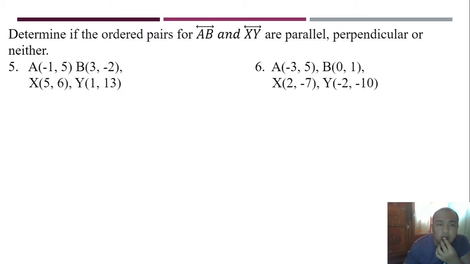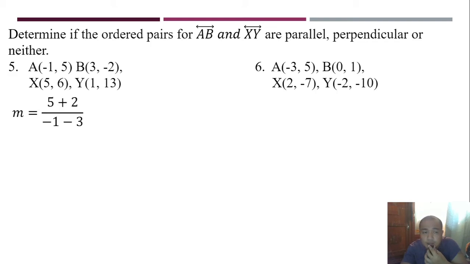Next, determine if the ordered pairs for line AB and line XY are parallel, perpendicular, or neither. So I repeat, if parallel, the slopes are equal; if perpendicular, the product of their slopes is negative 1. So let's solve number 5.